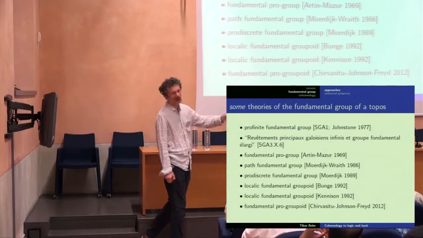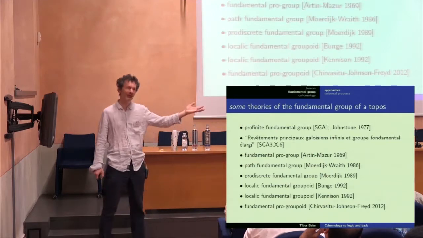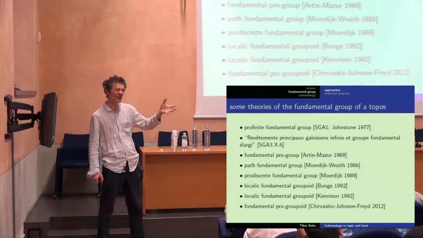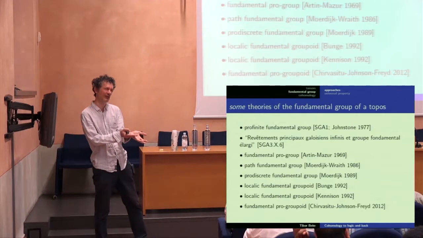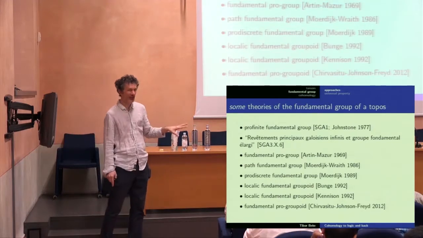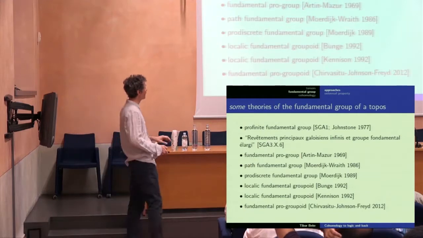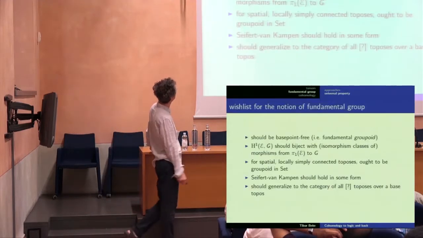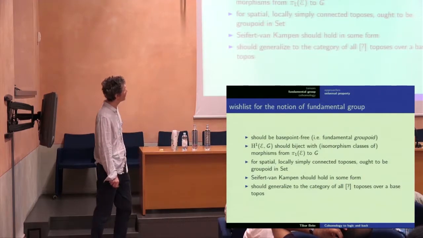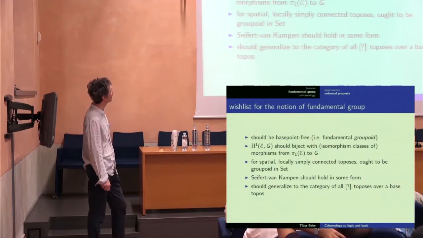And then there's a fourth line of thought, if you like, that says that Tannaka theory and this thing are so analogous that there should be a common denominator there. It's very dangerous territory, and I don't want to enter this territory once again for fear of getting a lot of comments. I'm going to skip here. Let me just say that the wish list for a fundamental group is something like this.